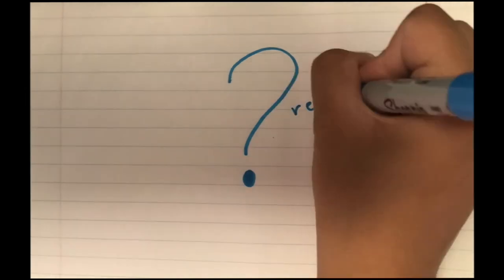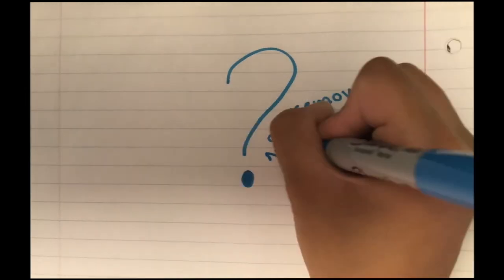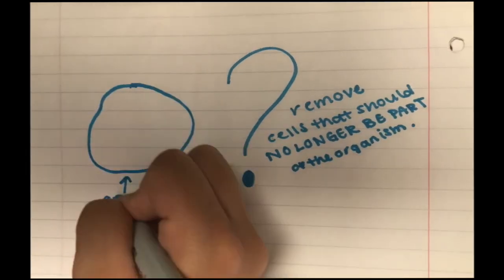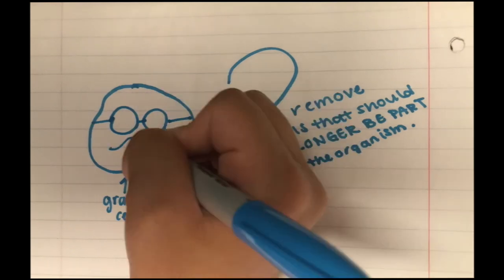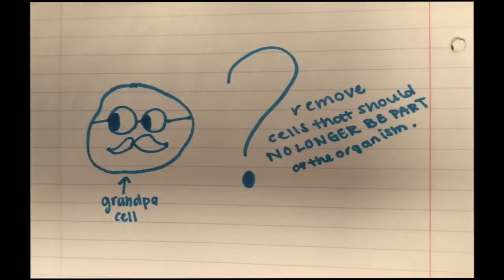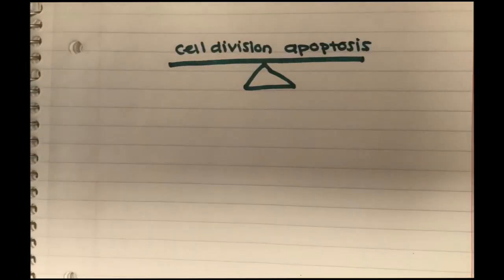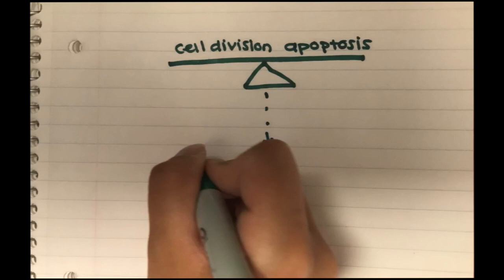Why do cells undergo apoptosis? Most cells in the human body have the built-in ability to undergo apoptosis. Basically, apoptosis is a general convenient way to remove cells that should no longer be part of the organism. More specifically, there are 3 reasons why a cell should undergo apoptosis.